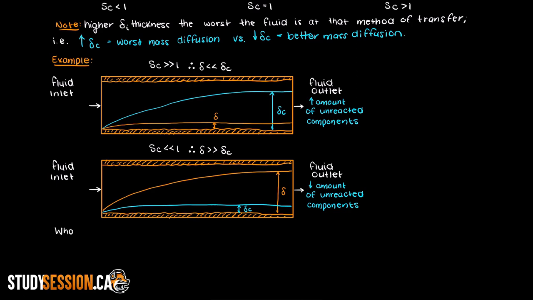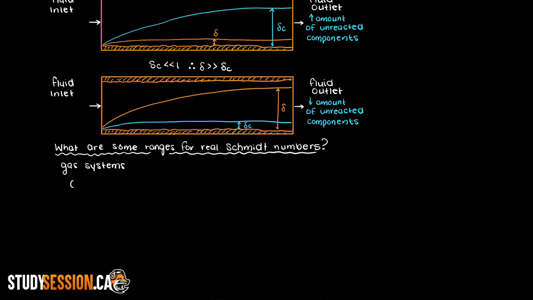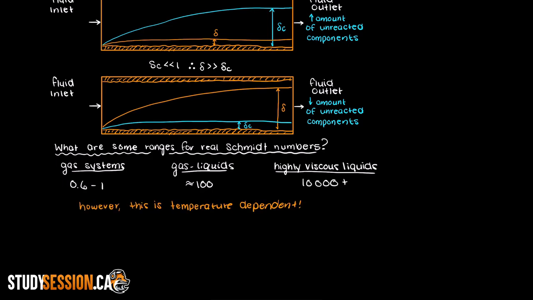Now, what are some typical ranges for real Schmidt numbers? Well, as proven by our previous example, it is often the case that fluids with lesser viscosity, so gases, have a lower Schmidt number around 0.6 to 1. On the other end of the spectrum, highly viscous liquids have a higher Schmidt number. Something in the middle could be like a gas-liquid system, for example, like methane into water, which has a Schmidt number roughly of 550 to 600, although this is temperature dependent.